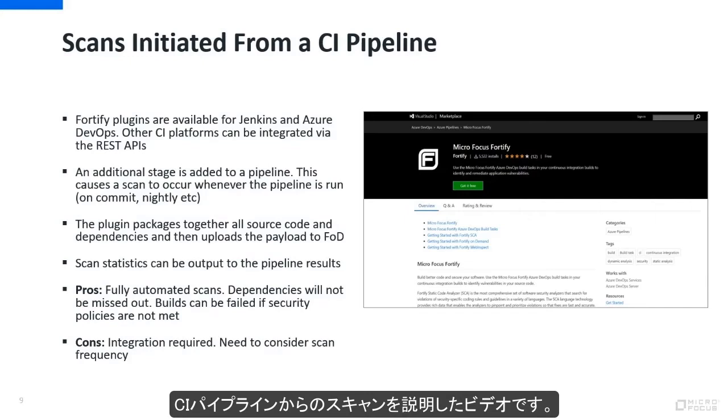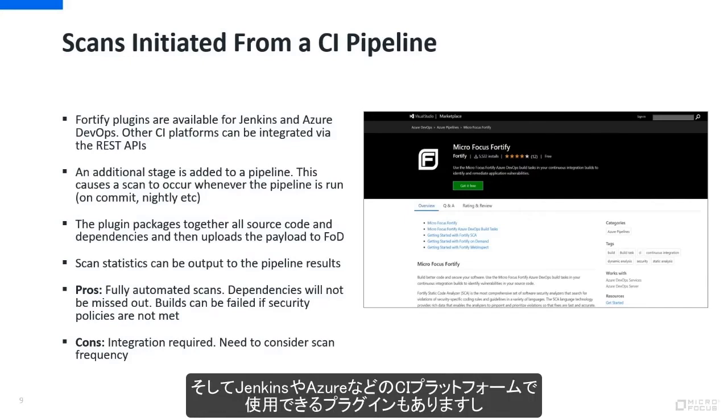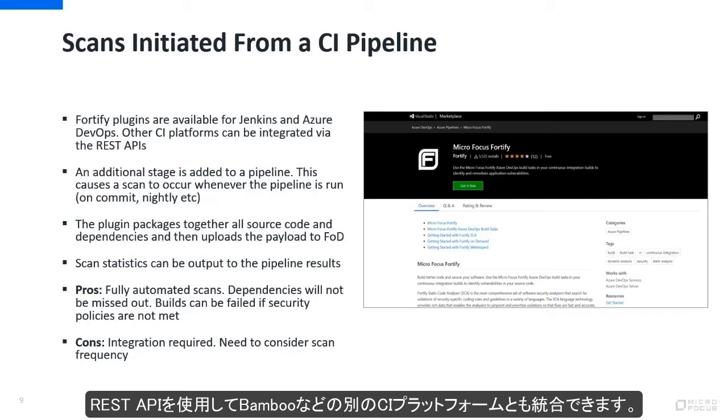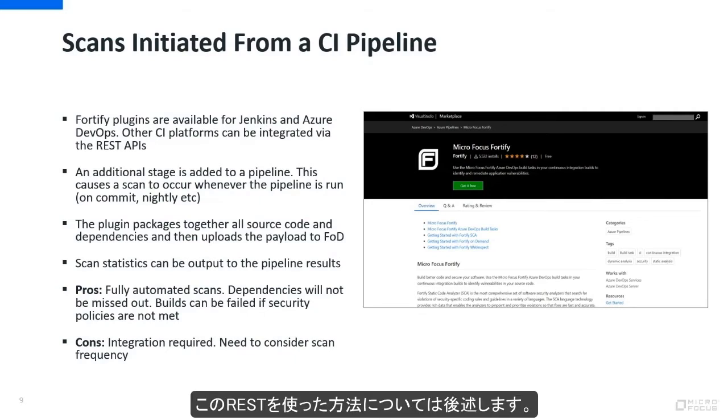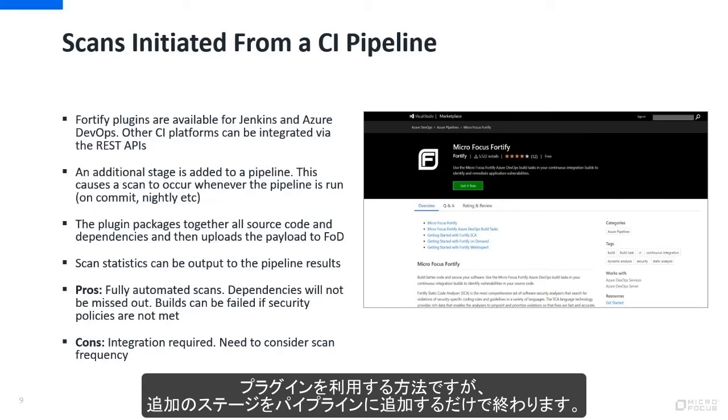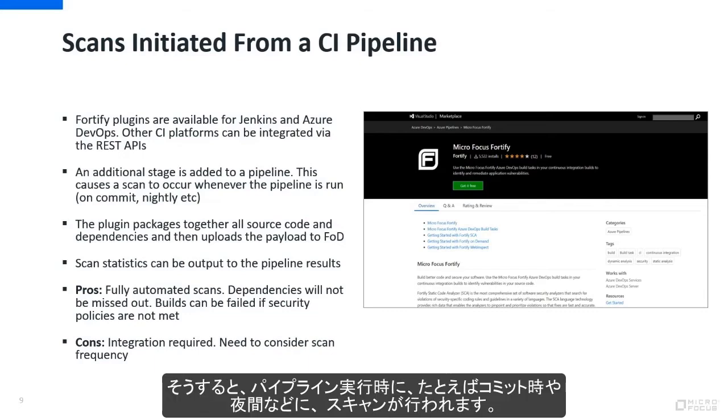What about scanning from a CI pipeline? We have plugins available for several CI platforms, including Jenkins and Azure. And you can integrate with other CI platforms, for example, Bamboo, using our REST APIs, which we'll talk a little bit about in a minute. All you do is add an additional stage to your pipeline, and then when that pipeline is run, that scan occurs as well, whether that be on a commit, for example, or nightly.